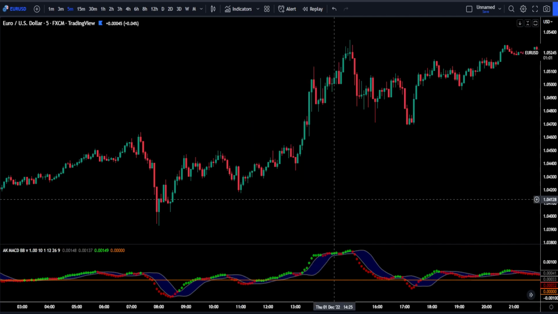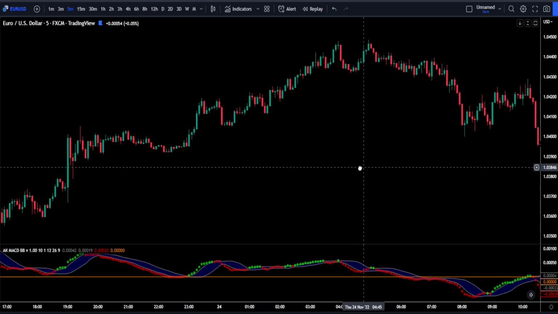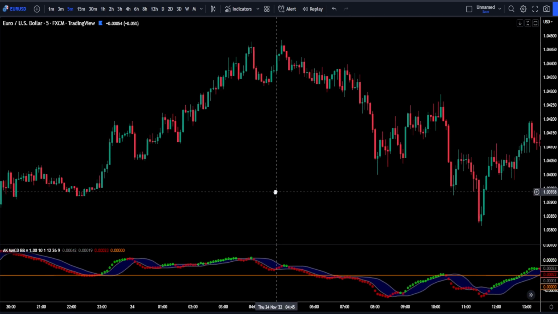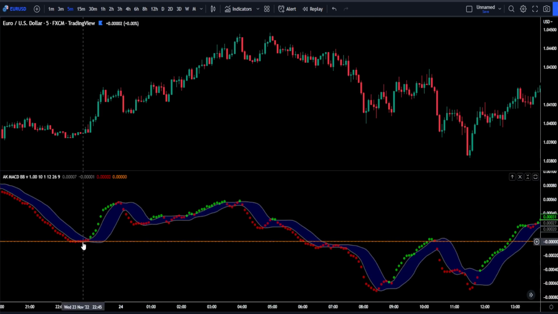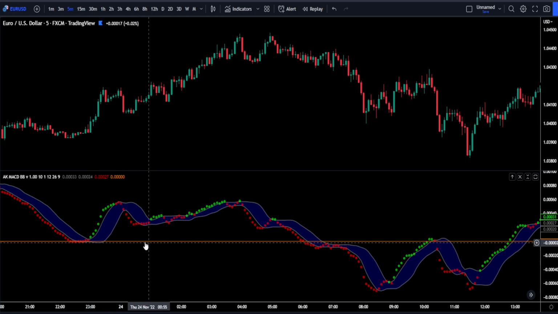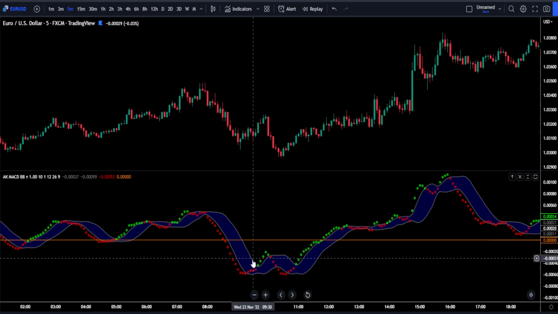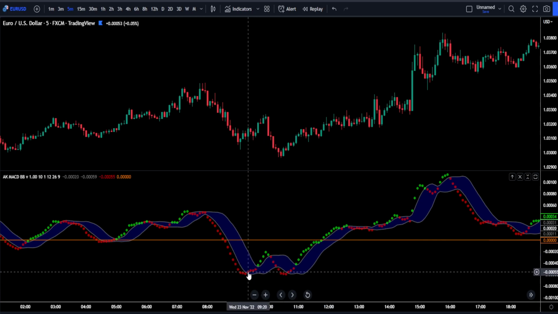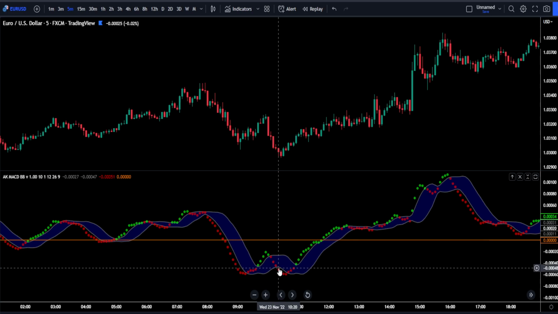Now let's take a look at how we'll actually use this indicator. The indicator is very powerful. However, in its most basic form, you can look at it as a buy and sell signal indicator. Whenever the indicator switches from red to green and the signal occurs above our zero level, we can interpret this as a buy signal. And whenever the indicator switches from green to red and the signal occurs below our zero level, we can interpret this as a sell signal.